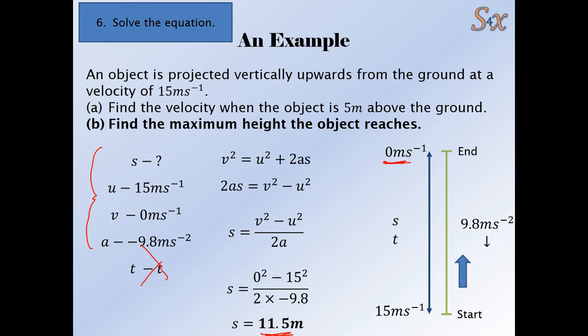Okay, so we asked in part A, what's the velocity after 5 meters? It was still traveling upwards, if you remember. But at 11.5 meters, it stopped traveling upwards, it's reached its maximum height, and it's just starting to come back down again. It's reached the top of its motion, and it's coming back down.